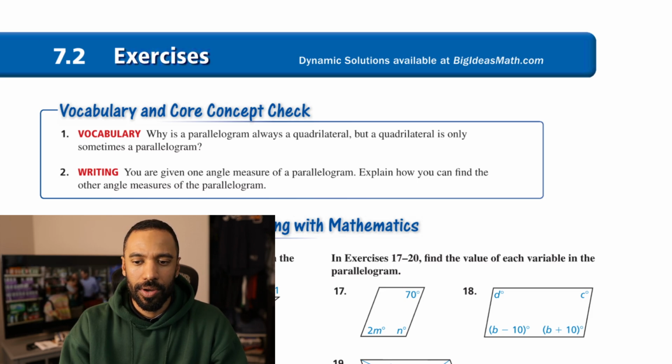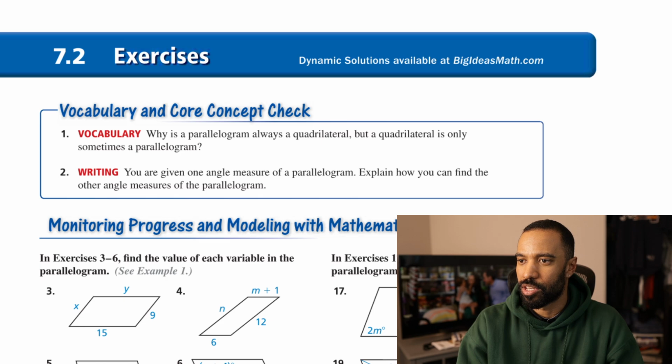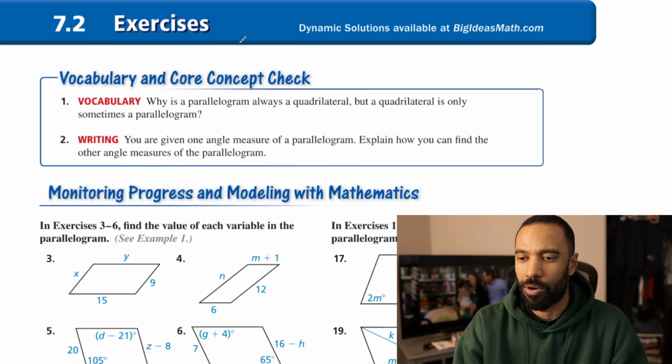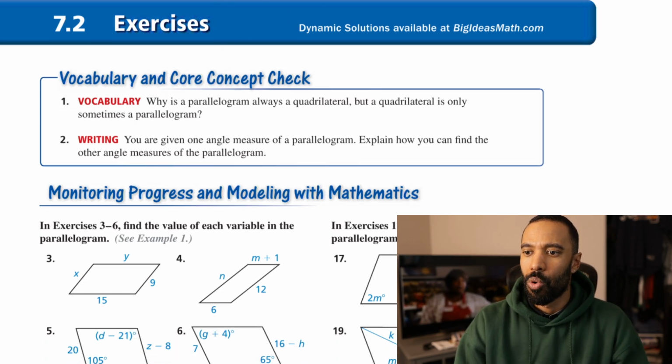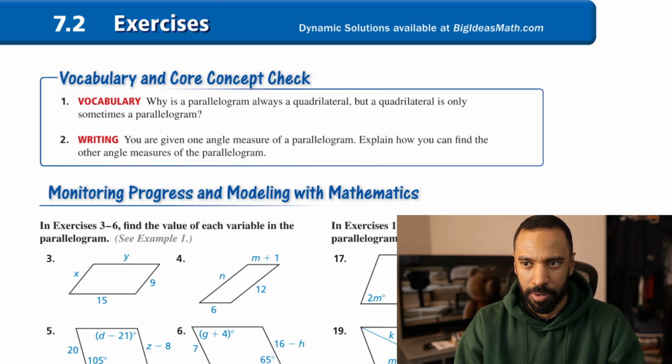Okay. All right, let's go ahead and get started, guys. That was a relatively fast lecture. Maybe I spoke a little too fast on it, but let's look at the vocabulary and core concept check these 2 questions here. Why is a parallelogram always a quadrilateral, but a quadrilateral is only sometimes a parallelogram?